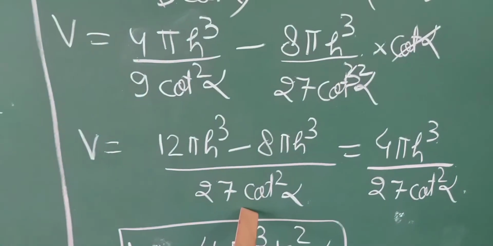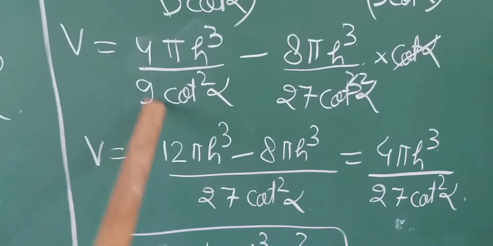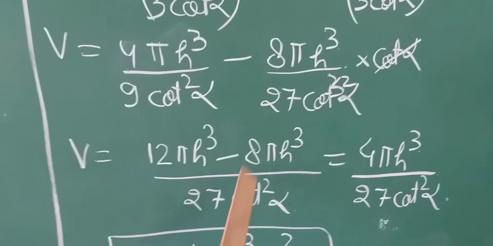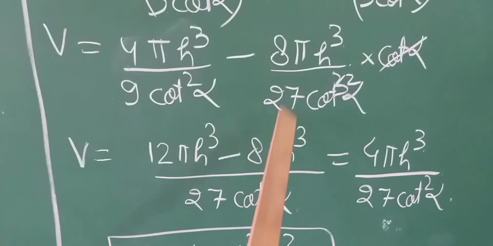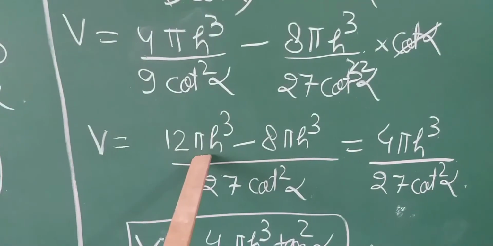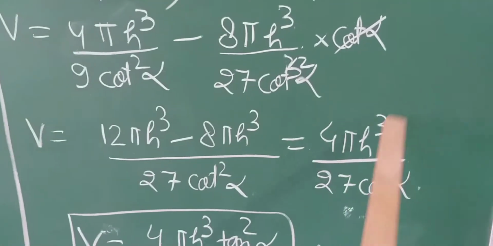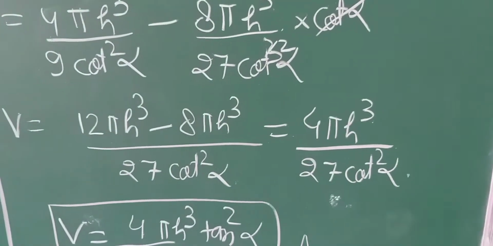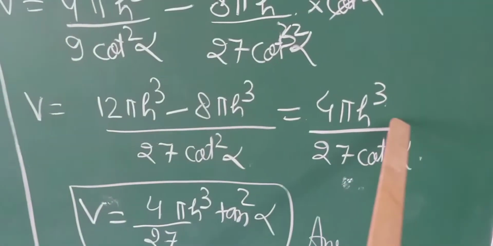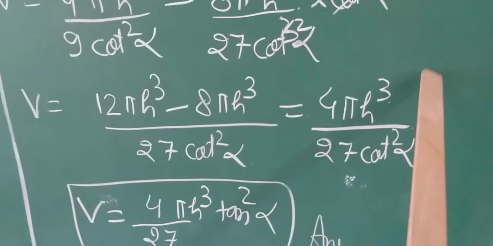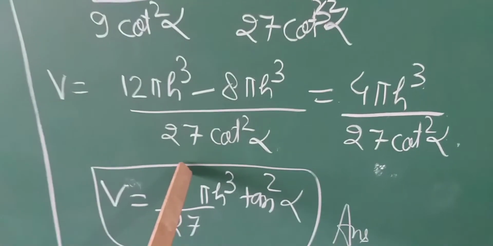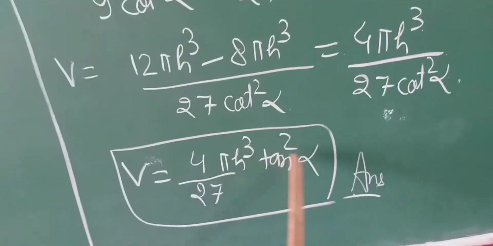So 9 into 3 is 27. 3 multiplied by 4, 12 pi h cube minus 27 divided by 27, it is 1. 1 multiplied by 8. So 8 pi h cube. So volume equals 12 pi h cube minus 8 pi h cube, means 4 pi h cube upon 27 cot square alpha. So 4 upon 27 pi h cube cot square alpha we can write equals tan square alpha, because 1 upon cot square alpha is tan square alpha. That's why student, it will be 4 upon 27 pi h cube tan square alpha.